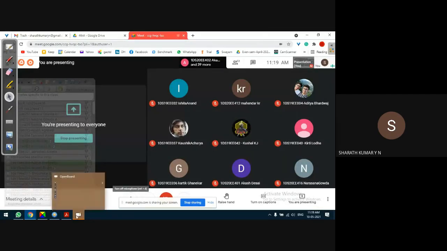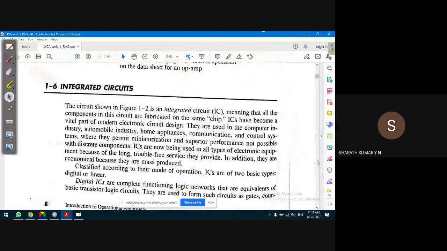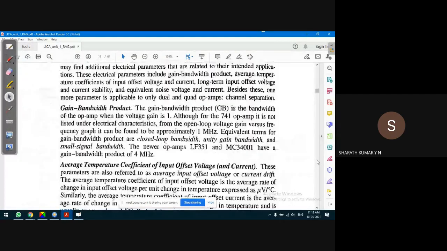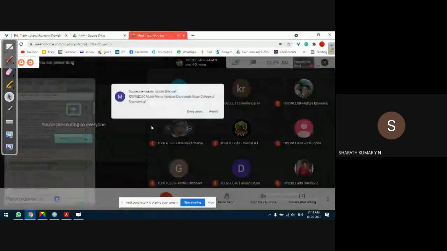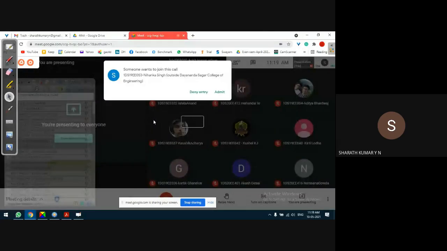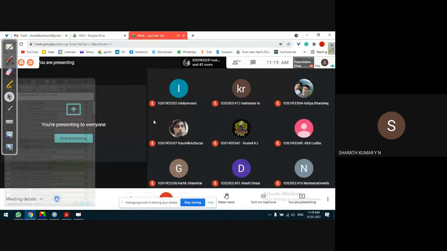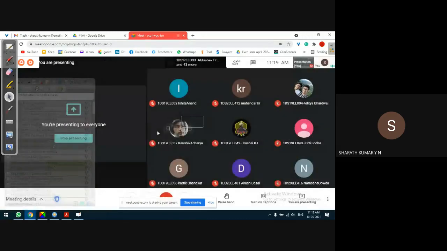Okay, so here we go. Last class we discussed the three types of basic op-amp configurations. That is inverting amplifier, non-inverting amplifier, and voltage follower circuit with feedback. And we also saw their gain, how the gain varies as the feedback configuration changes. That we saw in the last class.